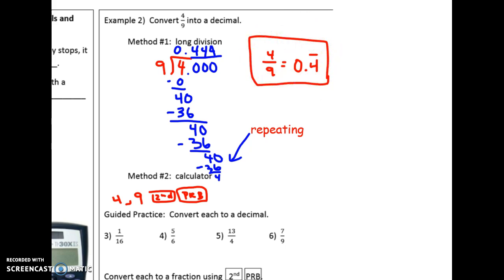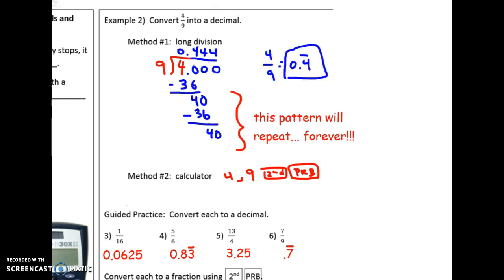So, the calculator, remember, we have some buttons we could press. We could type this in as a fraction and hit second PRB. We could type in 4 divided by 9. Either way, you're going to see the decimal on the calculator being 0.444444. It goes all the way out. And the way we write that answer, remember, is with the repeating bar of 4 over top.